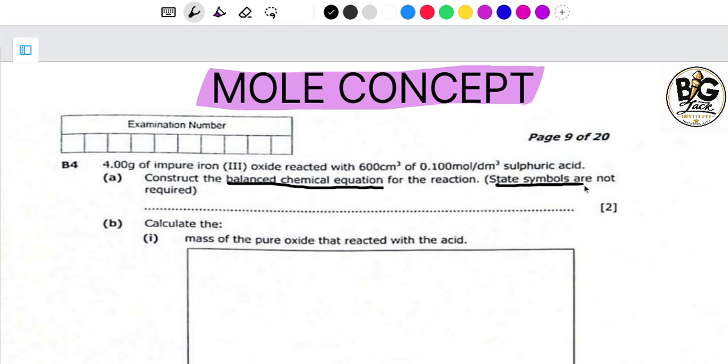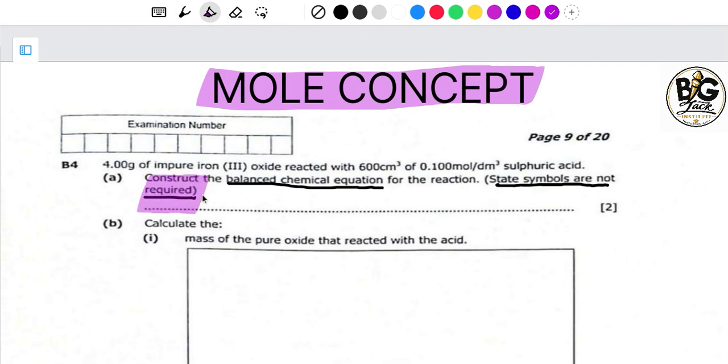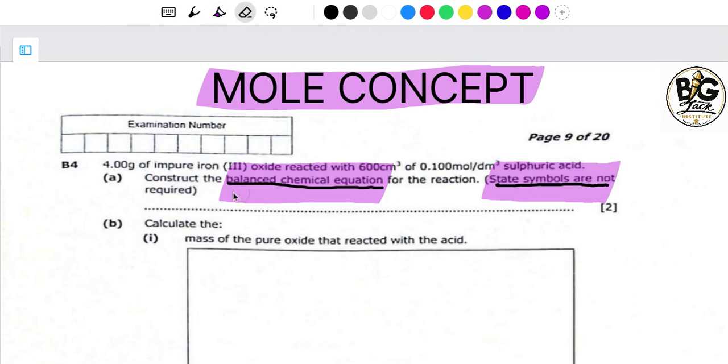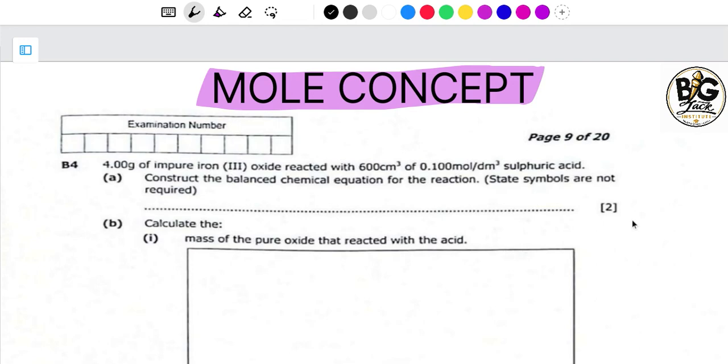Then state symbols are not required. So you have to understand that when it says state symbols are not required, don't include them. Apart from this one, you have to write a balanced chemical equation. So those things you have to understand. It is 2 marks. If you include state symbols, they are going to give you 1 mark.